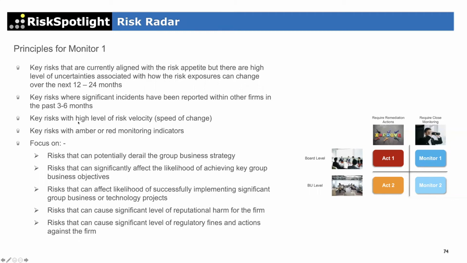Then key risks with a high level of risk velocity. If there's a risk which is changing very quickly, COVID-19, for example, where things are changing quickly, then you would flag those as part of Monitor 1, even though they may be all within appetite and your existing controls, everything is working perfectly fine, but you would still include that in the Monitor 1 part. And if there are any key risks where the indicators have become amber or red, then if those indicators are defined correctly, they're giving you that early warning sign. So the board would want to know about those risks where the indicators are red or amber.